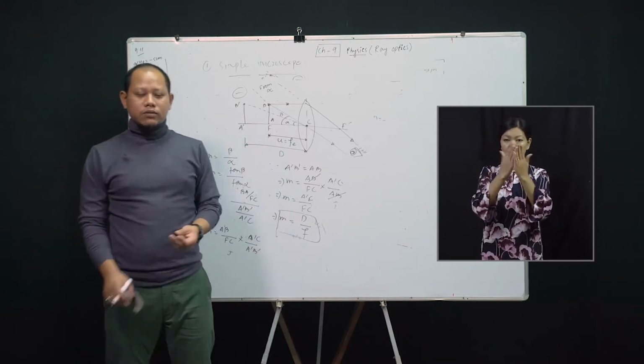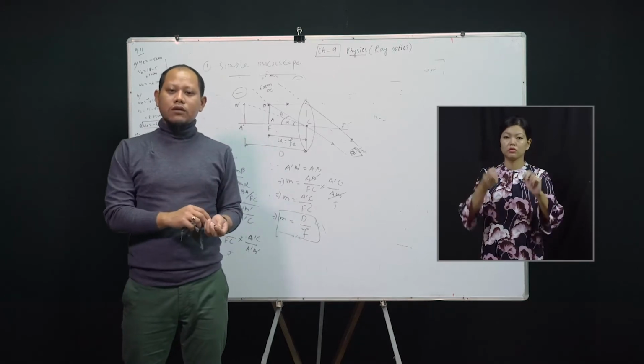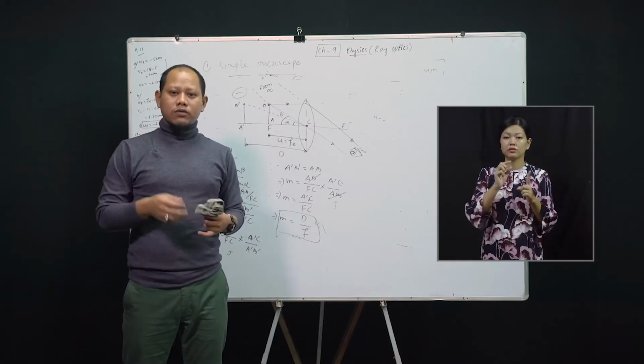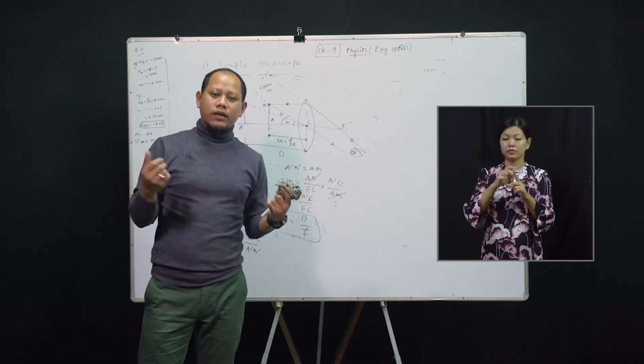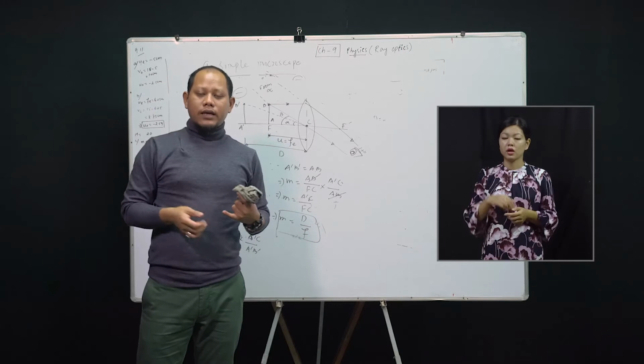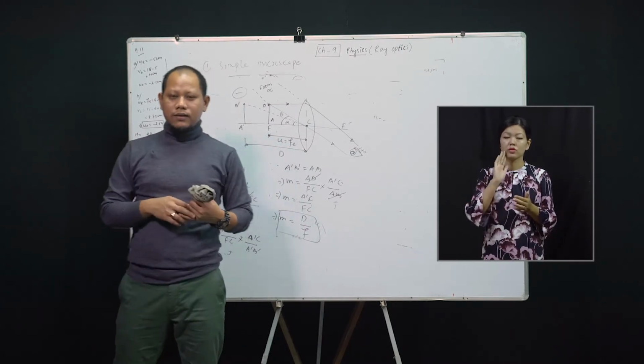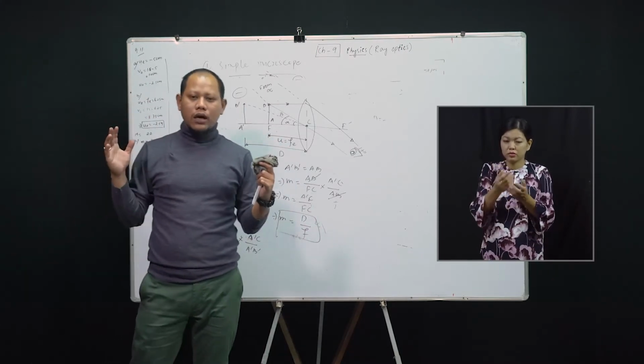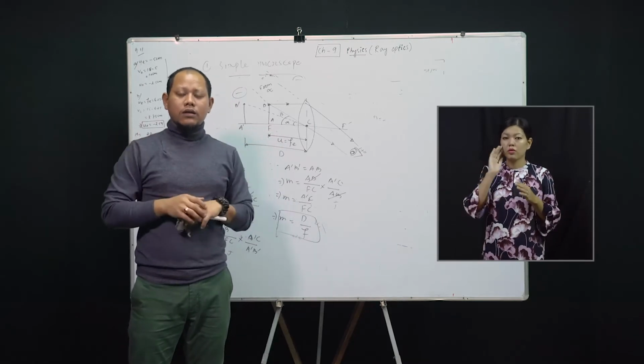Let me tell you first what a compound microscope is. Again it is a microscope, so we use it to visualize small objects. The compound microscope we use to visualize extremely small objects. Is it clear? So what is the construction? I mean, how is the compound microscope constructed?